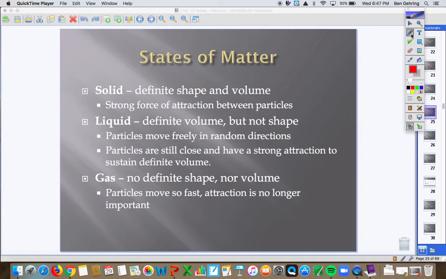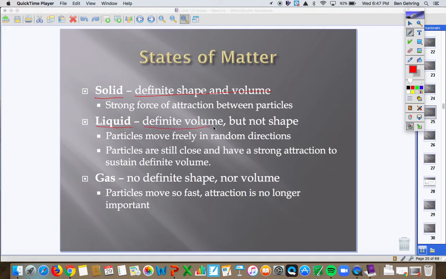When we talk states of matter, we have solids, liquids, and gases. Solids have a definite shape and a definite volume. The particles are stuck together, and there's a strong force of attraction between them, so they can't move. They're stuck in place. They just vibrate.